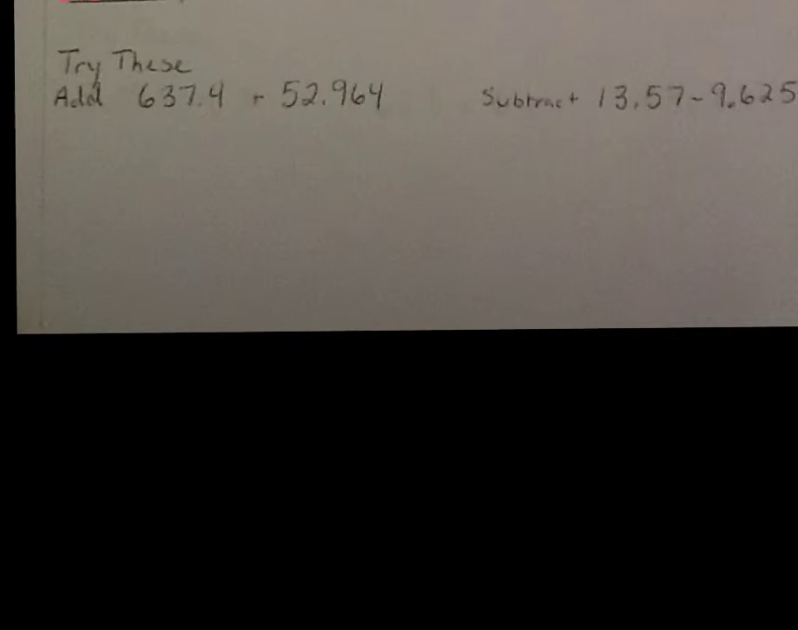Alright, so here we go, the first one. Okay, so it says add 637 and 4/10 plus 52 and 964 thousandths. So the first step, like we said before, was line them up vertically, and you line them up by the decimal. So 637.4. And then we line up the decimals. So I want the decimal right there. So that puts the 2 and the 5 before it, and the 964 after it.